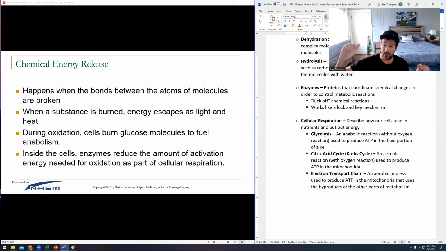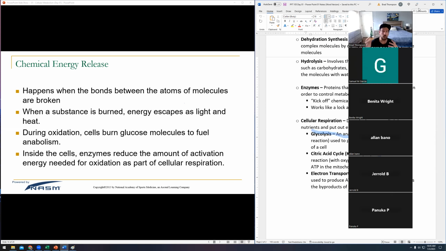In the same way that if you took a stick and you snapped it in half, right? It was all a bunch of stuff linked together, and then you broke it apart. And so you hear that cracking sound when you break the stick. That's energy getting released. It's not a ton of energy, but it's a little bit. So anytime you break apart molecules, energy is going to get released.